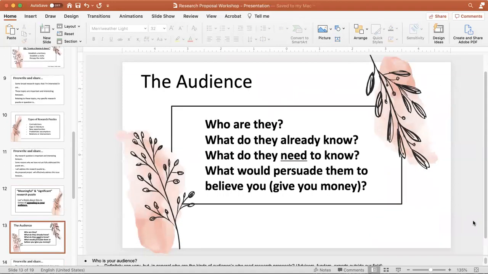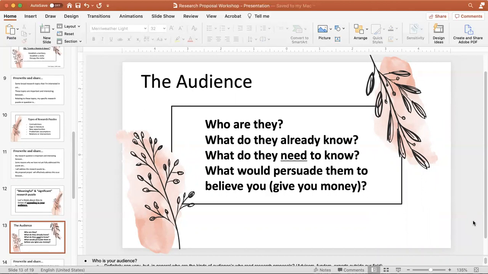All right, so the audience. A research proposal that you're writing may look different depending on who is going to read this proposal. So, for example, if you are writing a proposal for a seminar that is mostly composed of people in your discipline, that may be different than a proposal you're writing for IRB approval, which may also be different than a proposal you're writing for a grant or fellowship.